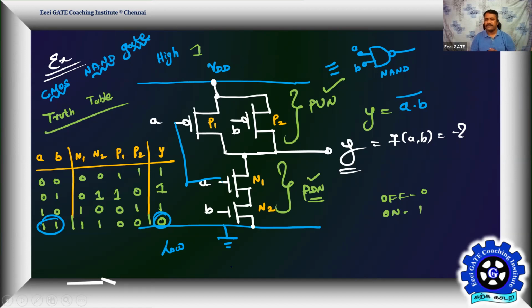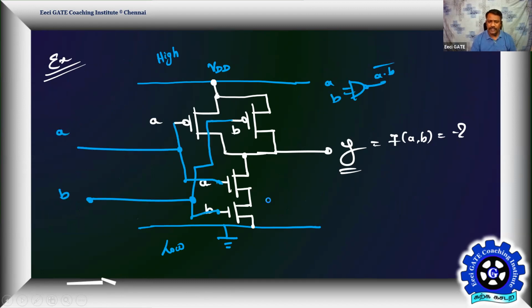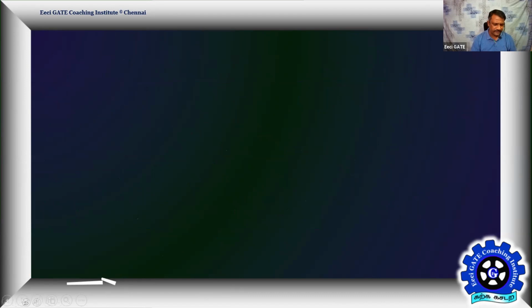Getting everyone? Yes, sir. Now you do the swapping. That means put the PMOS switches in series and put the NMOS switches in parallel. Tell me what that is going to implement. We'll see.